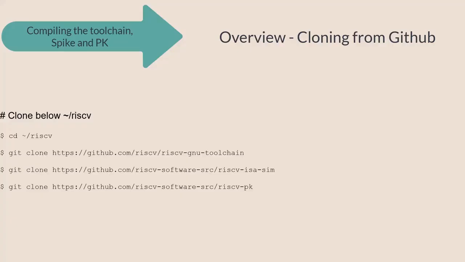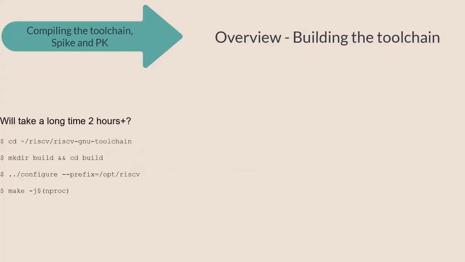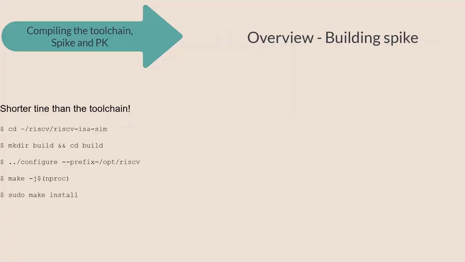After this, the toolchain, Spike and PK can be downloaded from GitHub. The GitHub URLs are shown towards the end of this video. The longest part of the process is building the toolchain. This is system dependent and can take correspondingly longer if virtualized machines are used. Building Spike and the proxy kernel is relatively faster.